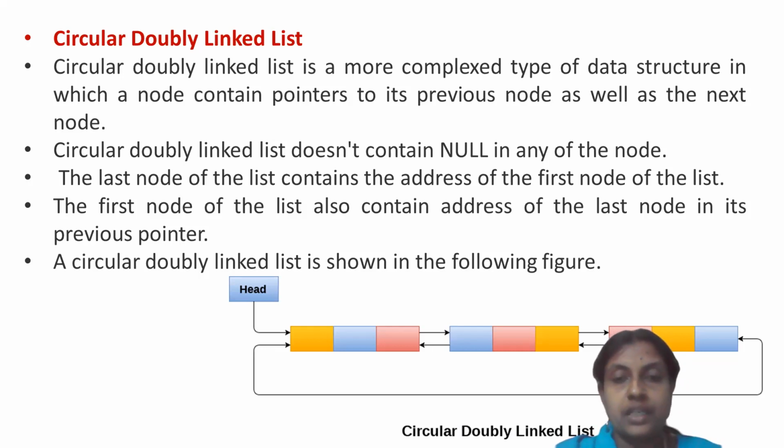If you remember our previous algorithms, when you design a first node, the previous part of the first node will be null, and the next part of the first node will carry the address of the second node. But in a circular doubly linked list, the first node will have the address of the last node in its previous part. Understand, in a doubly linked list there are three parts: previous, data, next. So the previous part of the first node will have the last node address, and the last node's next part will hold the first node address.